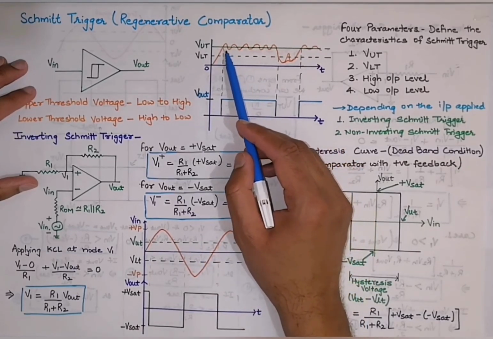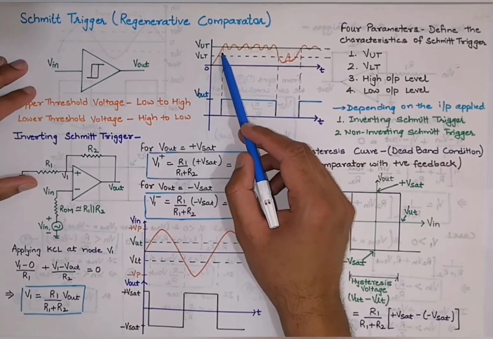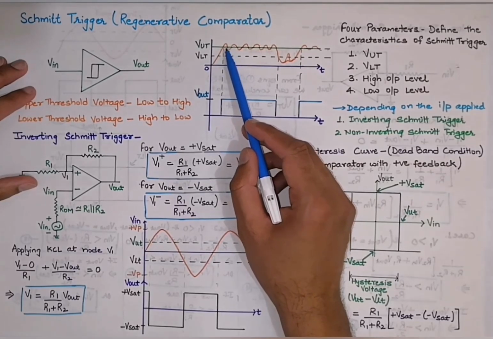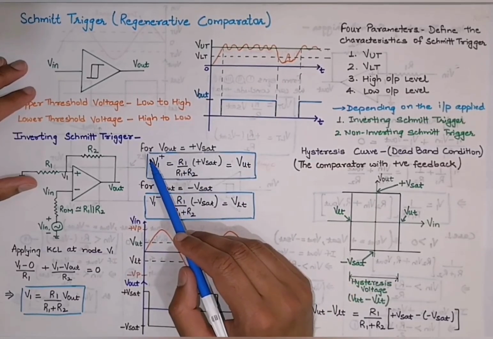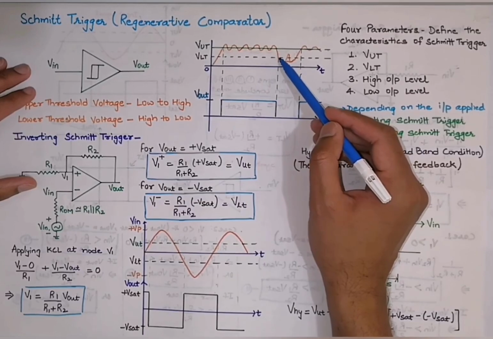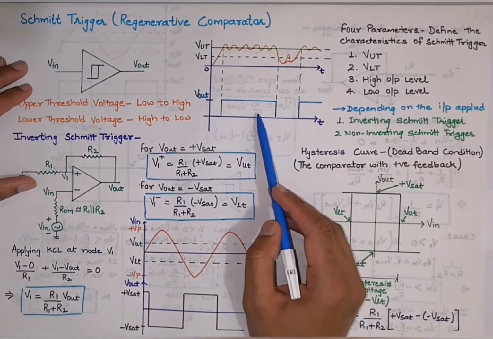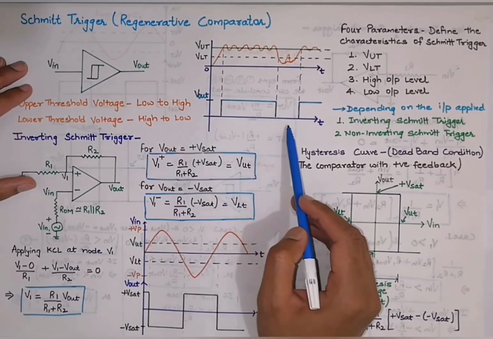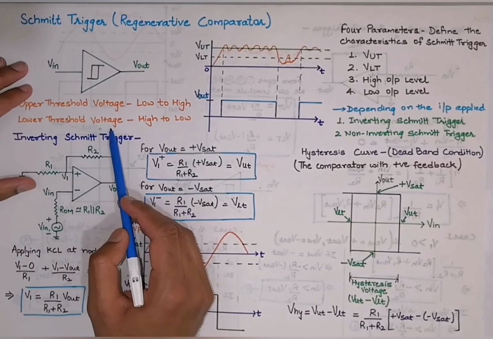And after crossing this upper threshold voltage, even if our input signal goes down below this upper threshold, the output is not making the transition. Our output makes the transition only at the point where our input signal has gone below the lower threshold voltage. It means for our output voltage to make the transition from high to low, the threshold voltage level which is applicable is the lower threshold voltage level, and so on.